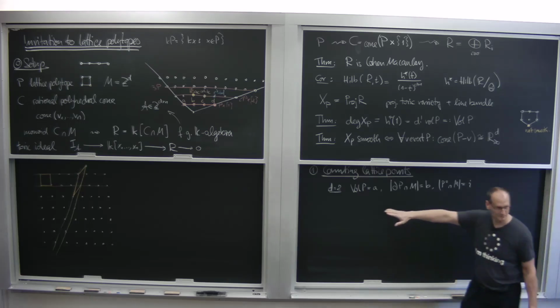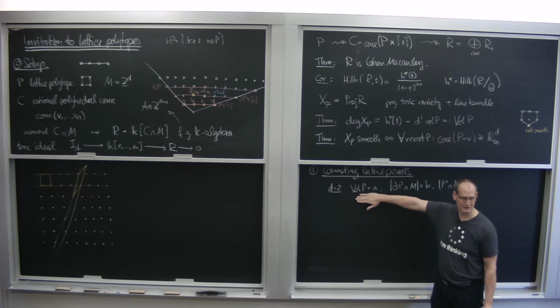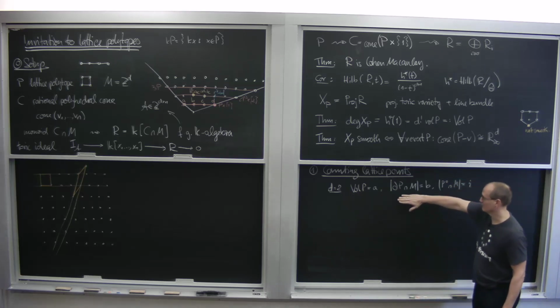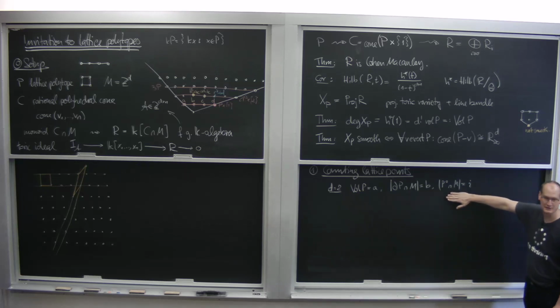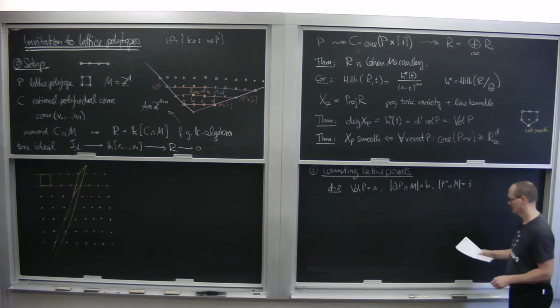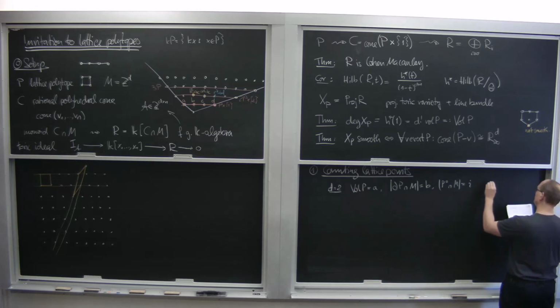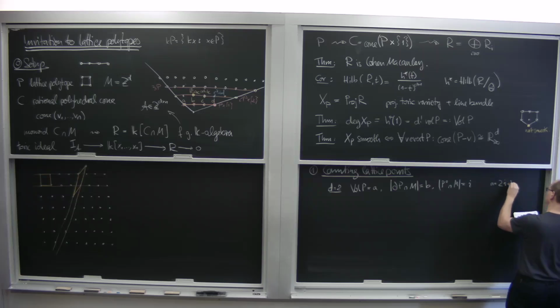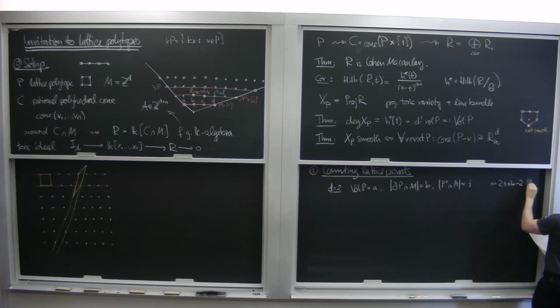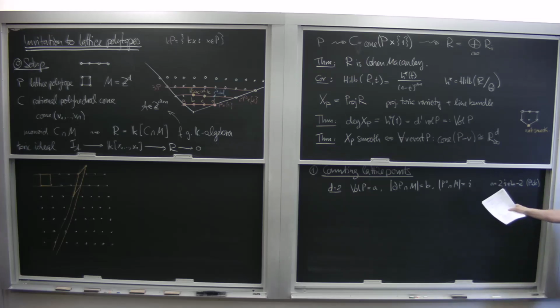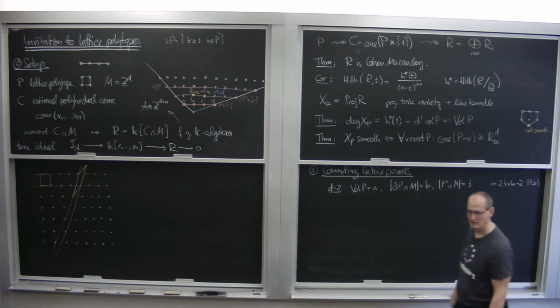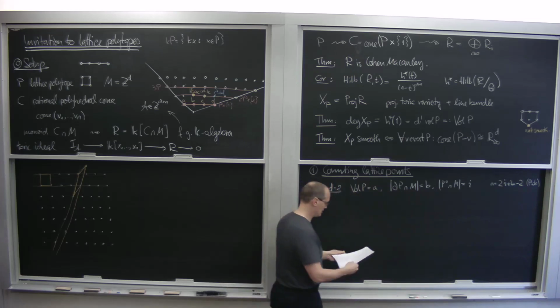I have a polygon and it has normalized volume A, that's an integer. It has a number of boundary lattice points B and it has a number of interior lattice points I. Then these numbers satisfy an equation, Pick's formula. So any two of them determine the third. And then you can ask the question.